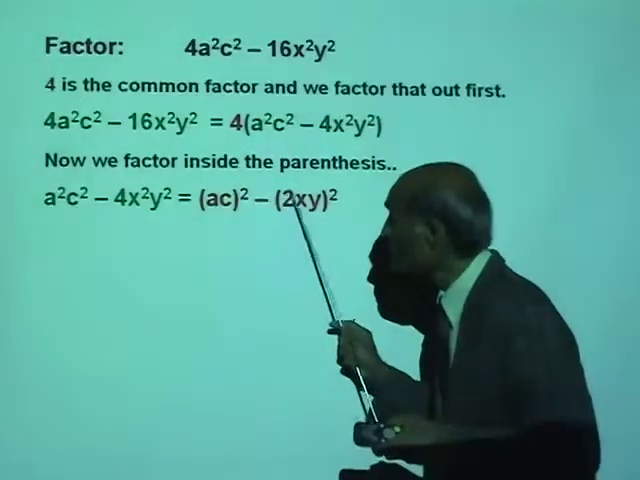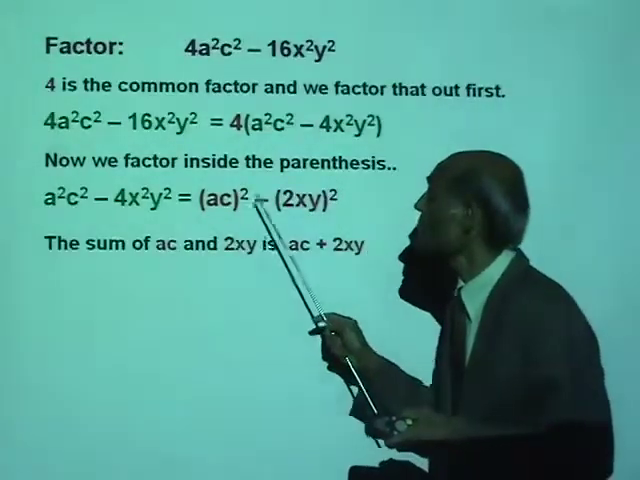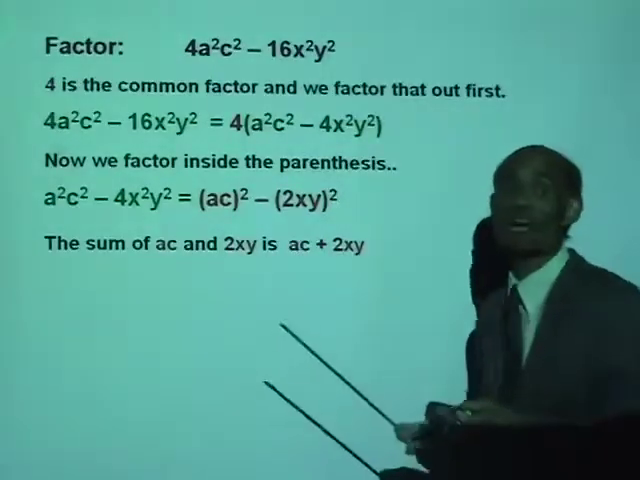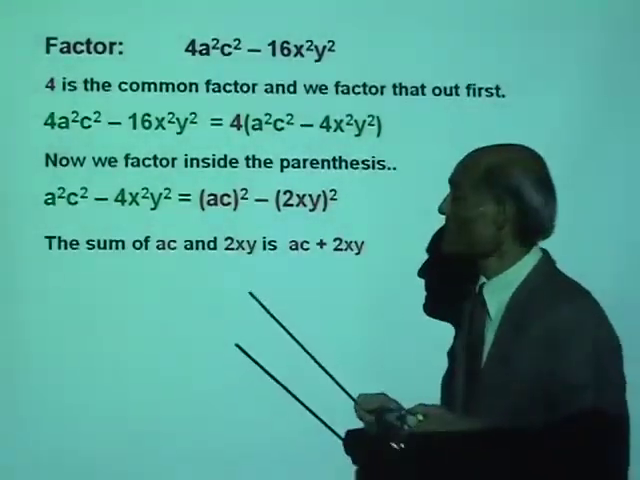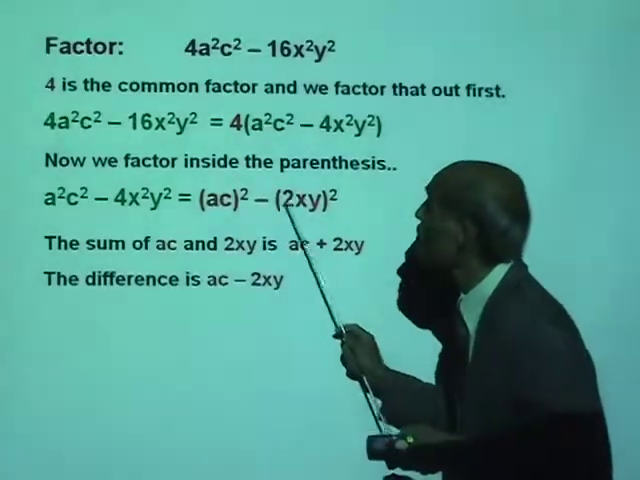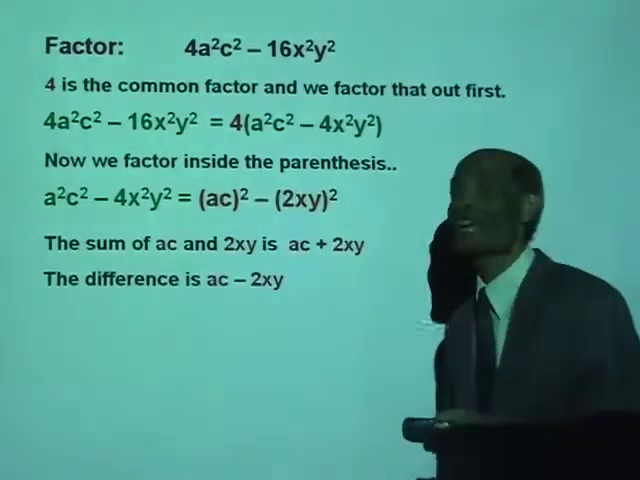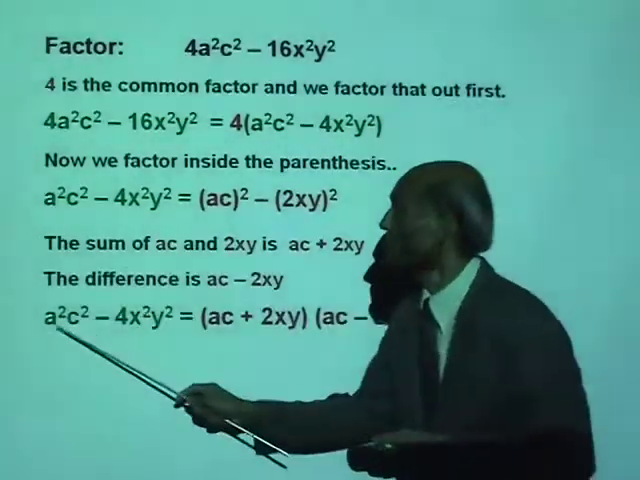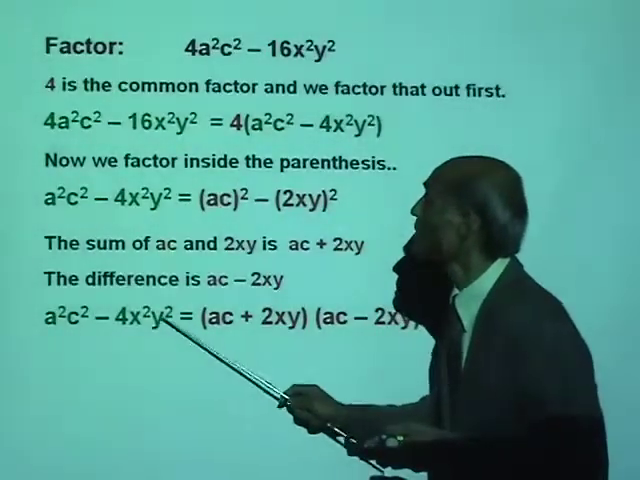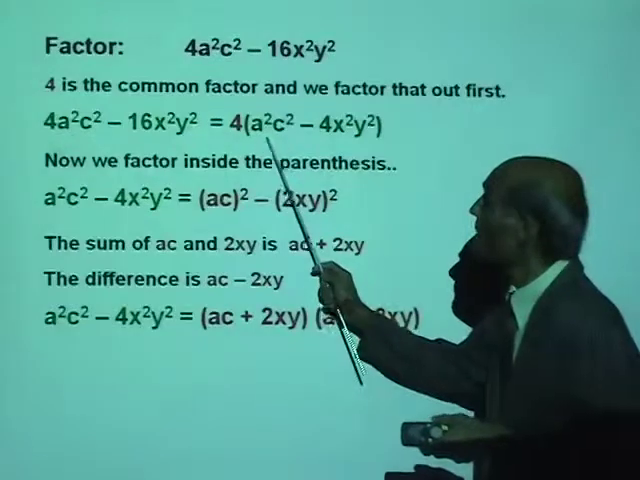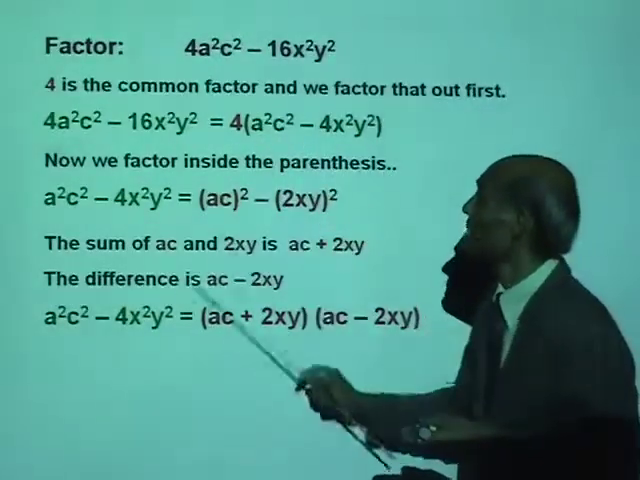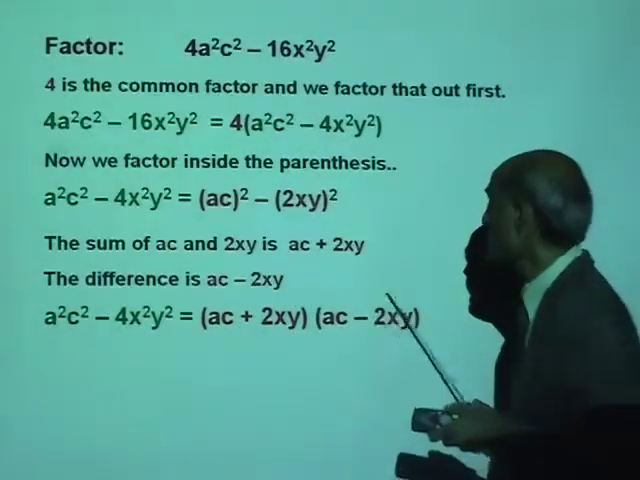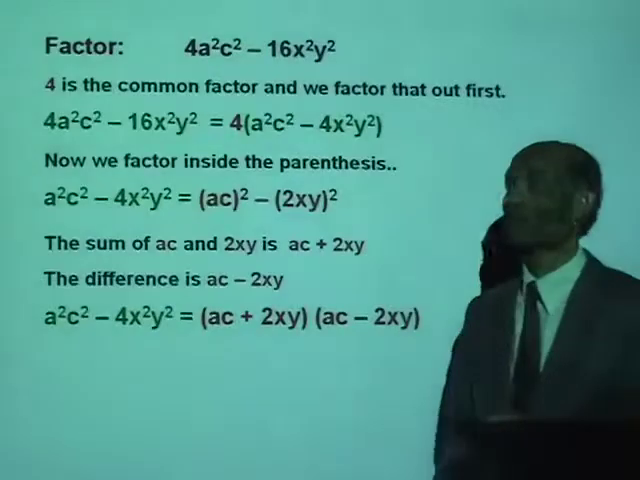Okay, now you can factor this. The first factor is the sum of the two quantities, which is ac plus 2xy. The second factor is the difference of the two quantities, that is ac minus 2xy. And therefore, a squared c squared minus 4x squared y squared, that is just what is inside the parenthesis, is ac plus 2xy times ac minus 2xy.